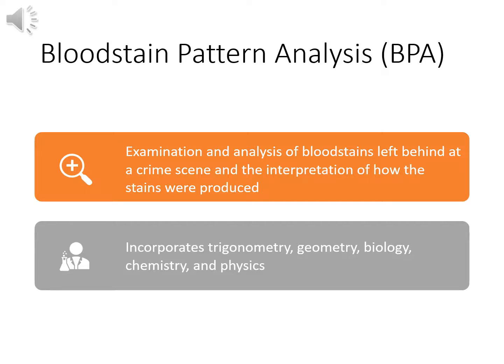So it's the examination and analysis of blood stains left behind at a crime scene and the interpretation of how the stains were produced. Because it involves the biology, chemistry, physics and mathematics of the act of producing the blood stain, we'll obviously be looking at trigonometry, geometry, biology, chemistry, and physics here in this chapter. So we'll try to keep it at an appropriate level.